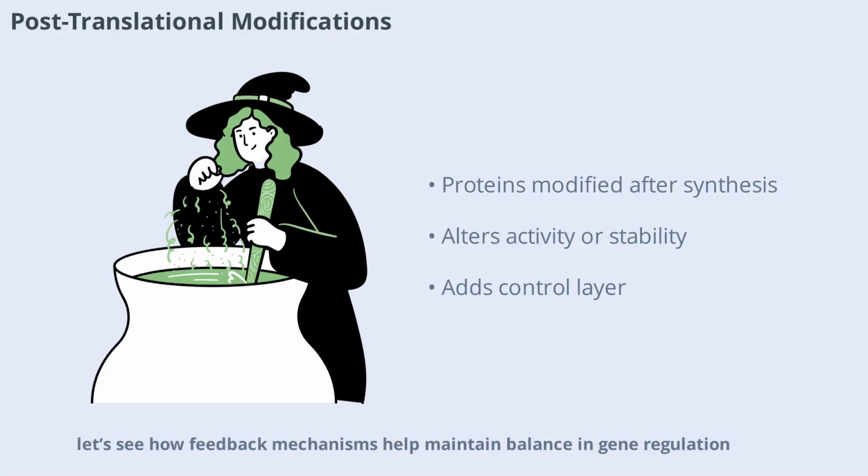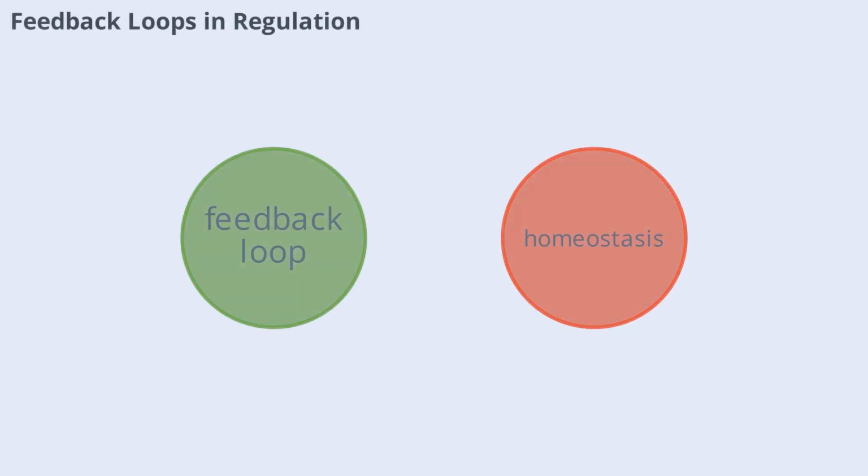Next, let's see how feedback mechanisms help maintain balance in gene regulation. Feedback loops are systems where the output of a process influences its own activity. In gene regulation, feedback can help maintain stable levels of proteins or quickly adjust to changes. For example, if too much of a protein is made, it might signal the cell to reduce gene expression. These loops are essential for homeostasis and adaptability.